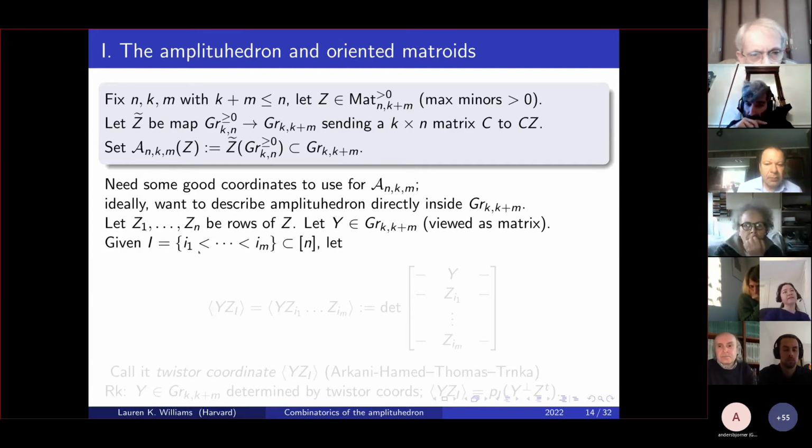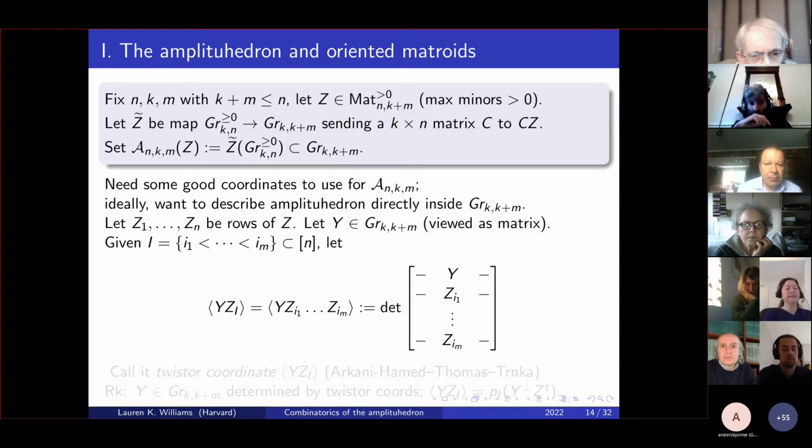So now if I is an ordered set of m numbers between 1 and n, then we're going to let this notation, angle brackets Y Z_I, which I'll also write as Y Z_I1 through Z_Im, be defined to be the determinant of the following matrix. We take our matrix Y, which is k by k plus m, and underneath it we stack our row vectors from Z, not all the row vectors, but the particular row vectors Z_I1 through Z_Im. Now we have a k plus m by k plus m matrix, and we can take the determinant. Sometimes I'll refer to it as Y Z_I and sometimes Y Z_I1 through Z_Im.